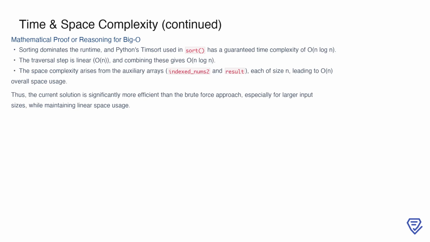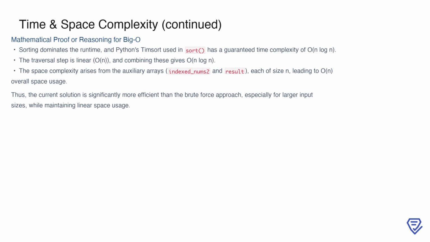Finally, let's solidify our understanding with some reasoning based on big O notation. The sorting operations are the most computationally expensive part of the algorithm, and Python's timsort guarantees a time complexity of O(n log n) for each sort. The linear traversal step, which assigns results using the two-pointer approach, adds an O(n) contribution. When we combine these, the overall time complexity remains O(n log n). On the space side, the auxiliary arrays indexed_nums2 and result each require space proportional to the input size, resulting in O(n) space usage.